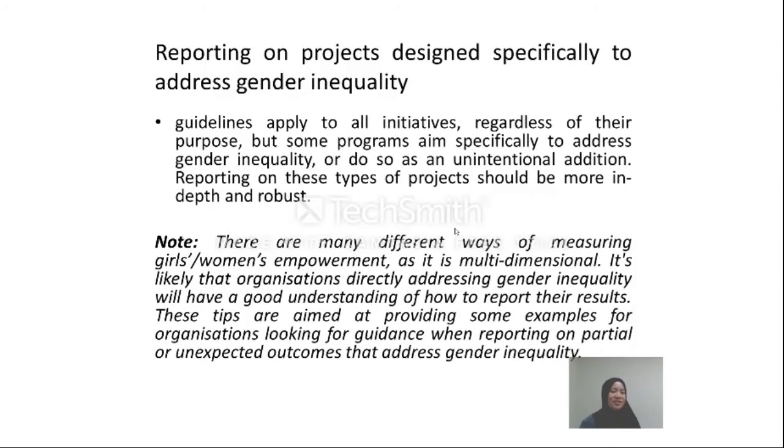We have to take note that there are many different ways of measuring girls' or women's empowerment as it is multidimensional. It's likely that organizations directly addressing gender inequality will have a good understanding of how to report the results. These tips are aimed at providing some examples for organizations looking for guidance when reporting on partial or unexpected outcomes that address gender inequality.